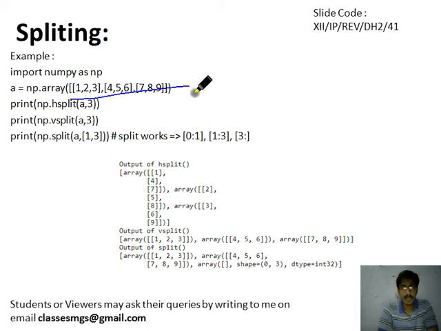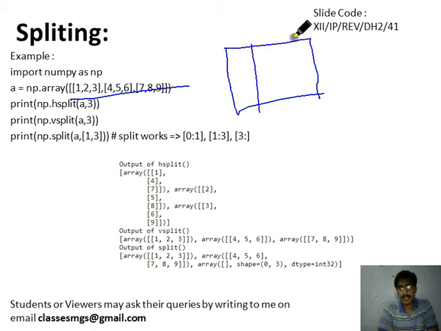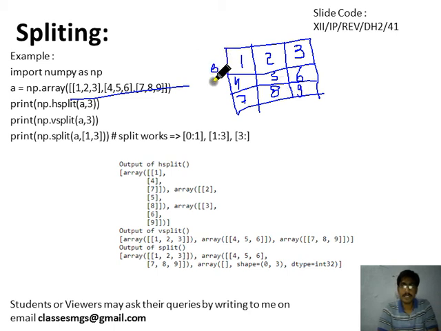Let's suppose this is the numpy array. We already know this. Let's suppose we have the values like 1, 2, 3, then 4, then 5, then 6, then let's suppose 7, 8, 9. We have the indexing 0, 1, 2, and then 0, 1, and then 2.